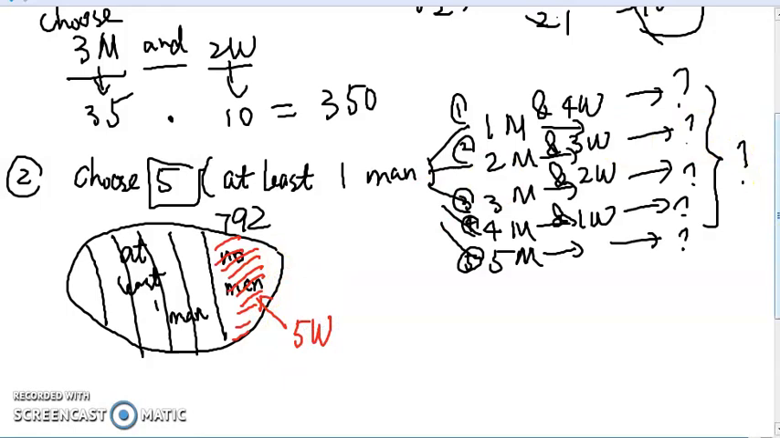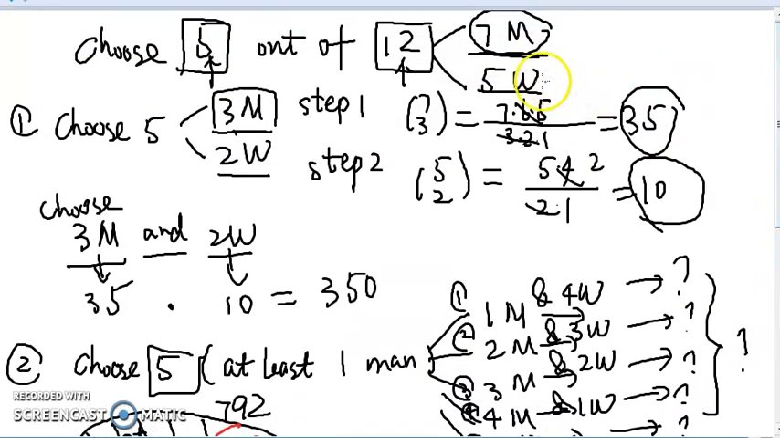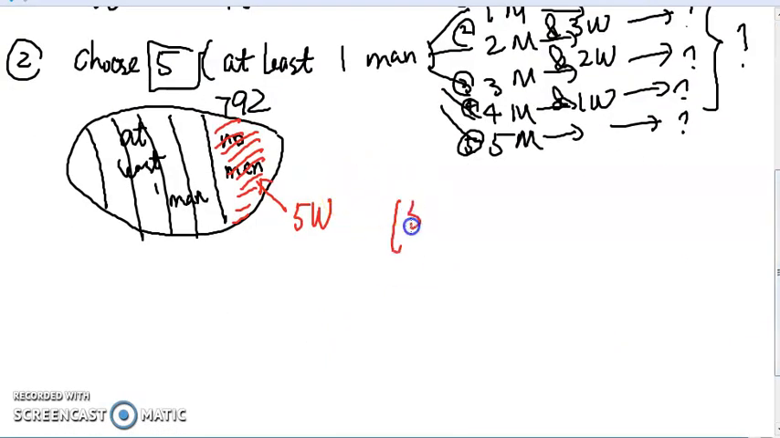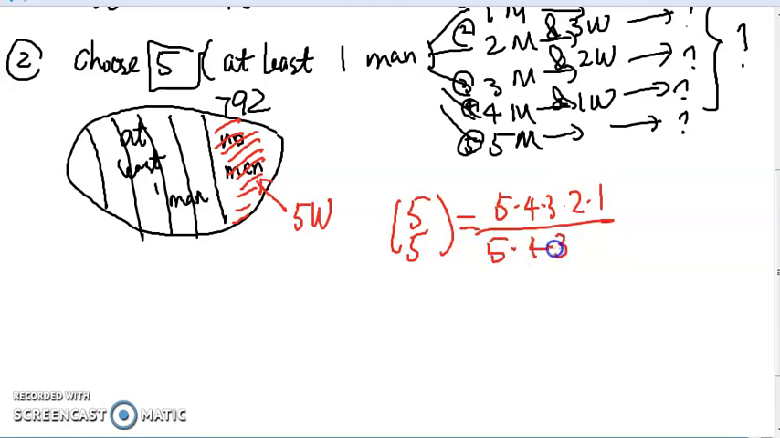And notice that we have how many women? We have 5 women that we can choose from. So we're going to find 5 women choose 5 women. That gives us exactly 1 way. You can work this out. 5 choose 5. If you go by definition, we know there's only 1 way to choose 5 people out of 5 people. And if you simplify that, yes, we get 1 way. So out of 792 ways, only 1 way will give us 5 women, which means no man.